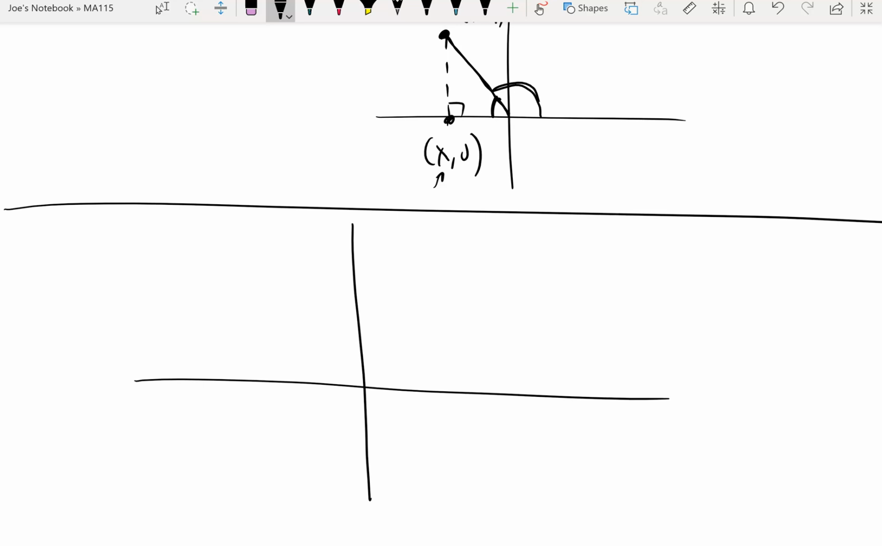Let's say I wanted you to find the exact value of, how about sine of 5 pi over 4?